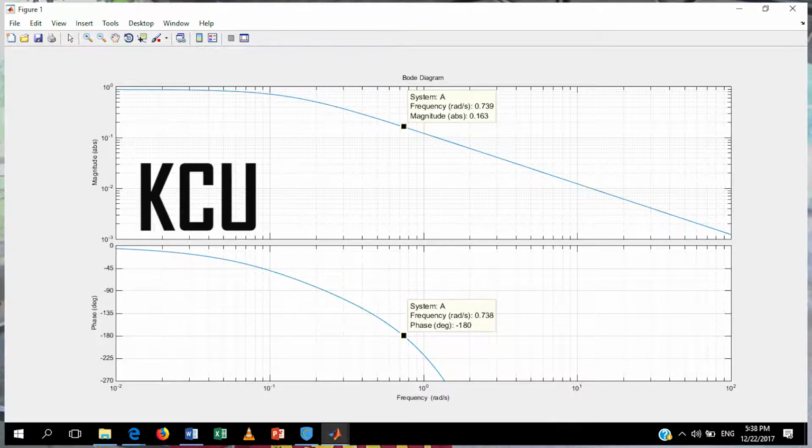Okay. Last but not least, to check the KCU from the manual calculation, we use MATLAB. We insert the equation into MATLAB, and also we get the Bode plot. From the Bode plot, we get the KCU, WC, and also AR.